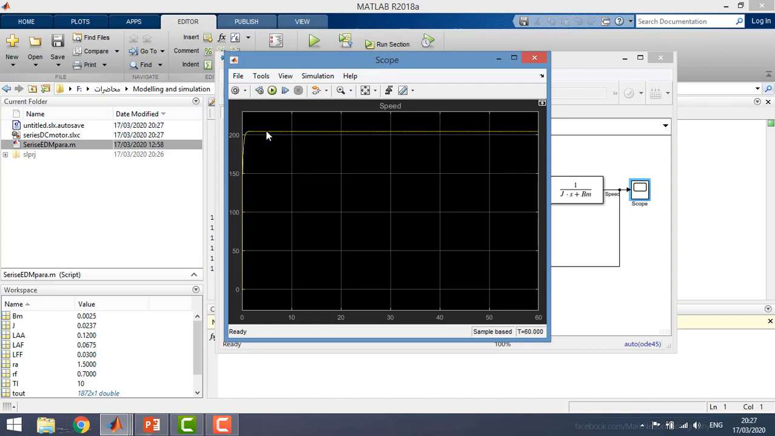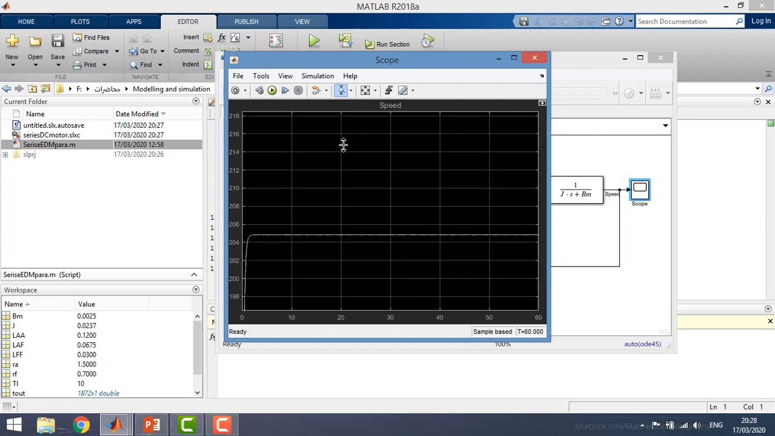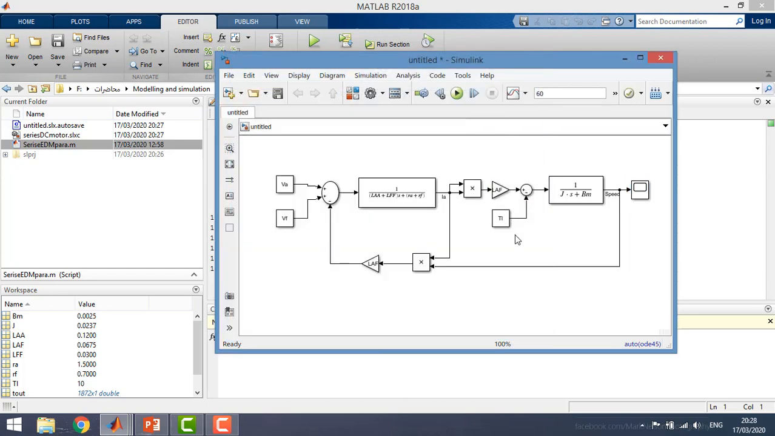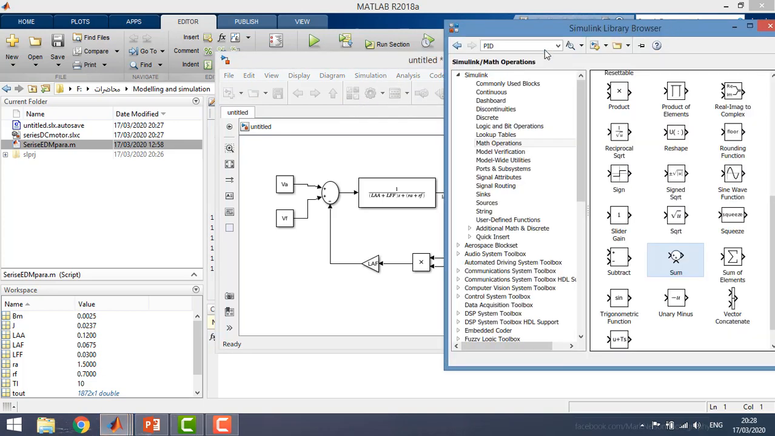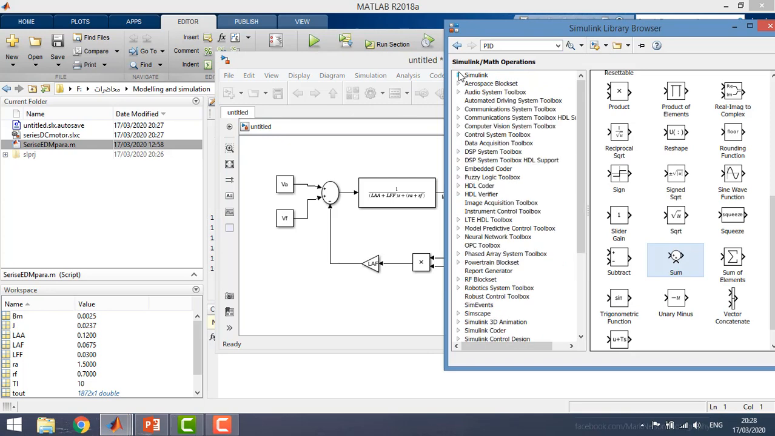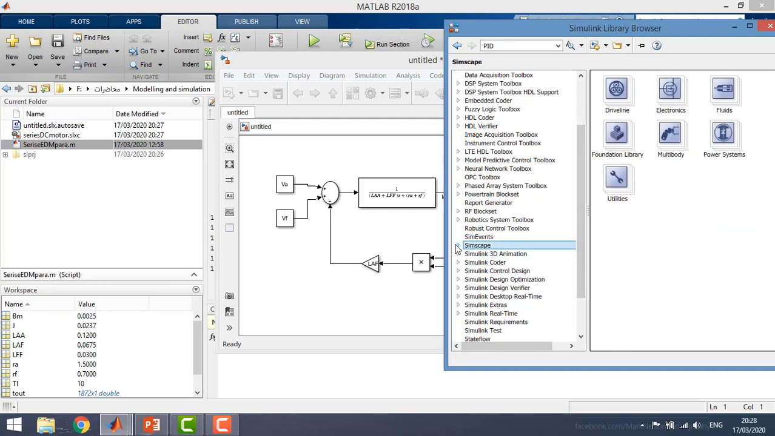So the rotating speed is basically building up to around 220, I guess, around 204, 5. Okay, so this is the first step, this is the first model. Let's go and build the second one. So we'll need the Simulink library again, but this time we would like to use Simscape library.